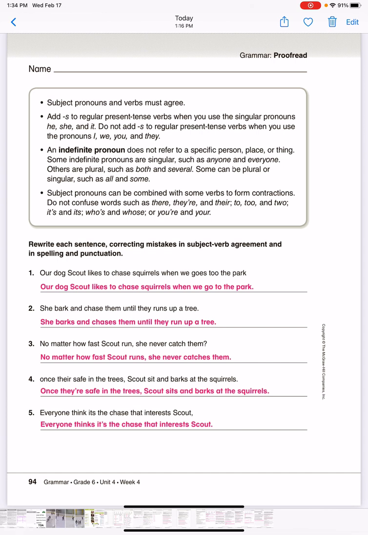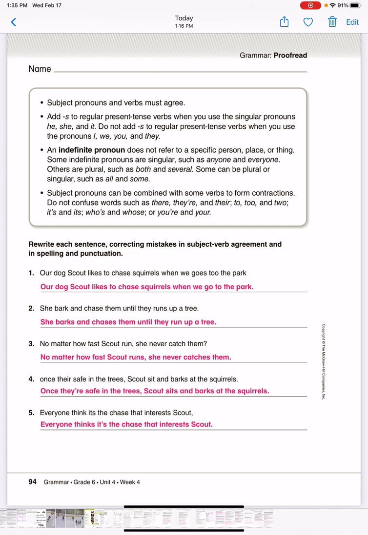It's, whose, and yours. So essentially what they want you to do here is correct the mistake in the subject-verb agreement. In this case, the first one, if you look carefully, you can see we want to say we go. It wouldn't be we goes, we go. And we see that at the top. It says we, do not add an S. The next one, she barks. Again, if you look at the top of the page, he, she, and it, you put an S.